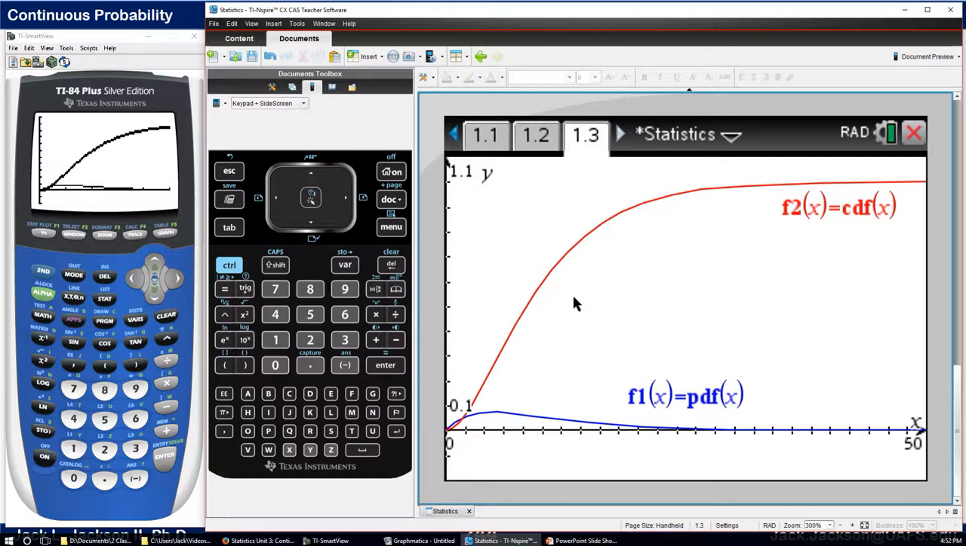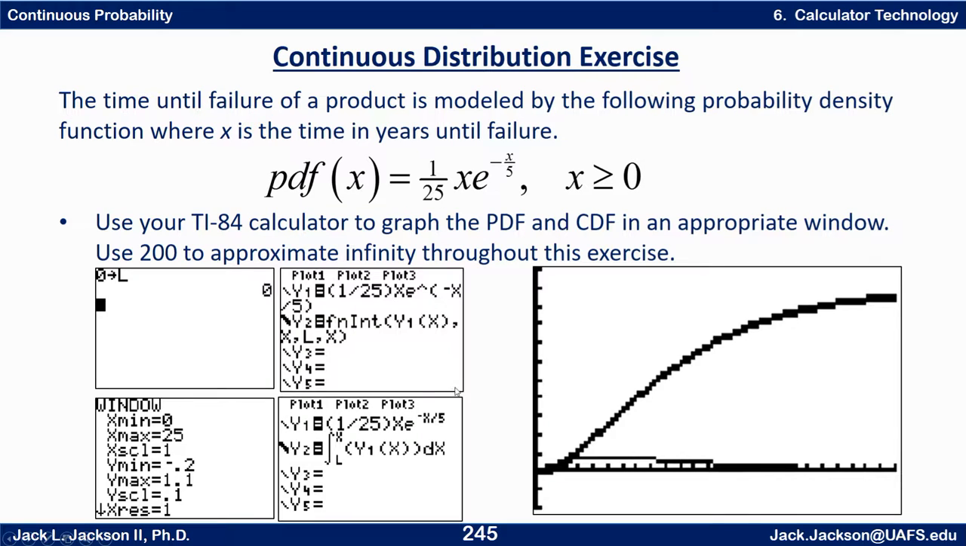Okay, so now we have the graph on both. I went out to 50 here, which maybe is a little better than what I had over here for 25, because I can actually see this leveling out at 0 down here for the PDF and at 1 for the CDF a little bit better. They both start at the origin. Okay, so anyway, there's the graph of the CDF and the PDF. Okay, that was the first thing that we wanted to do. So there's that.